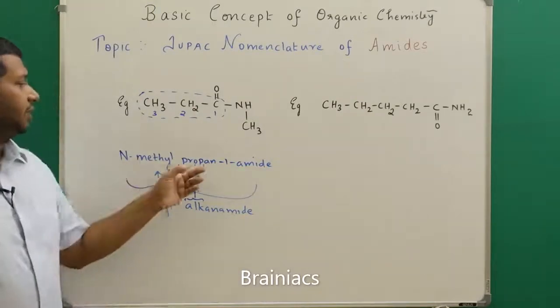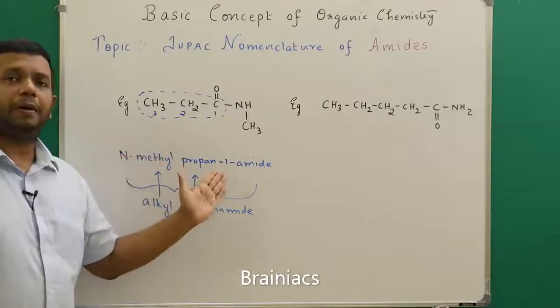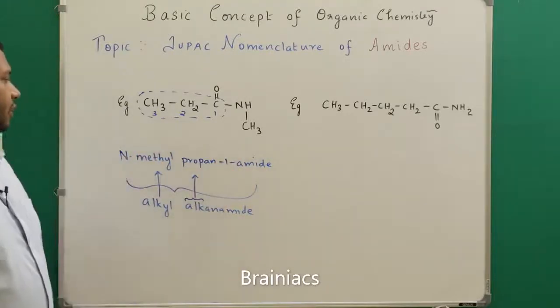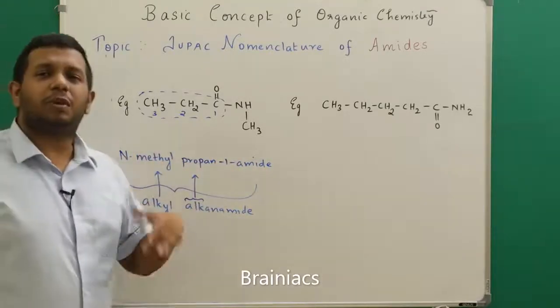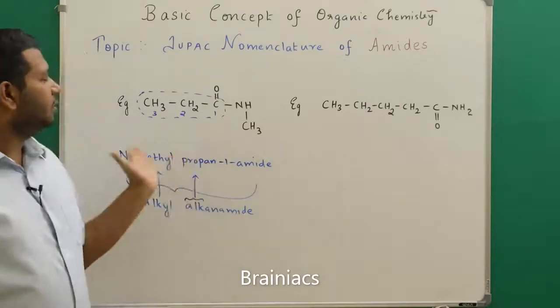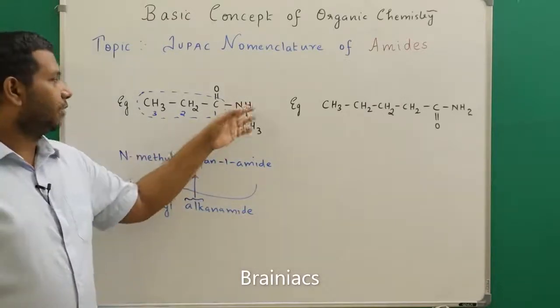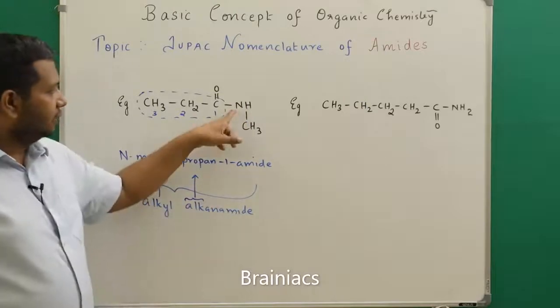Either we can say N-methyl propanamide or N-methyl propan 1 amide. That is also correct. So this is a functional class name. If you remember the functional class name, it is very easy to name it. Otherwise we will forget how to do this. So this is very simple, N-alkyl.